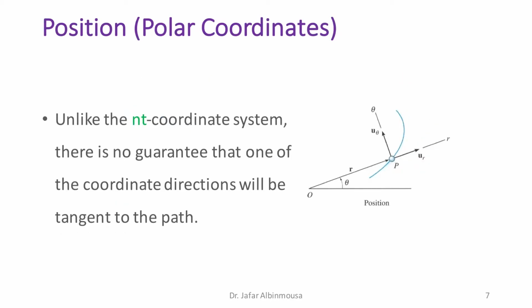Now, a little hint over here. Unlike the NT system, the normal tangential coordinate system, there is no guarantee that one of the coordinate directions will be tangent to the path. And I think this is very clear over here. As you see, the path is right here. But if I show the two axes of the coordinate system, one of them is here, the other one is there, and clearly there is no tangent.